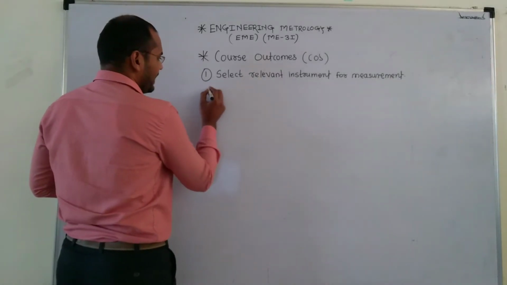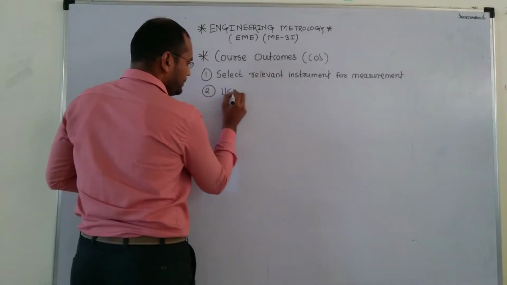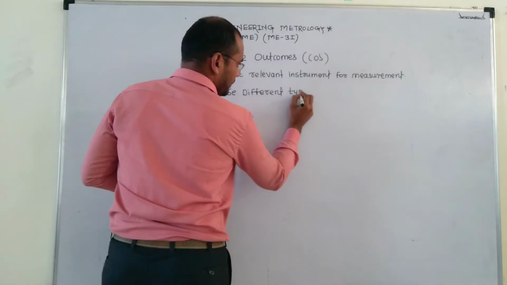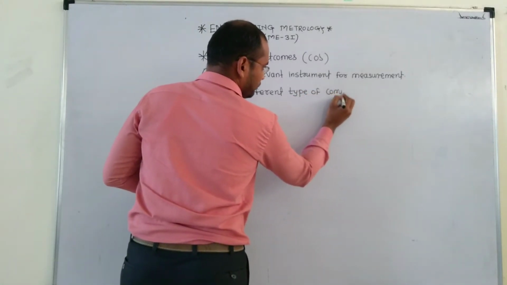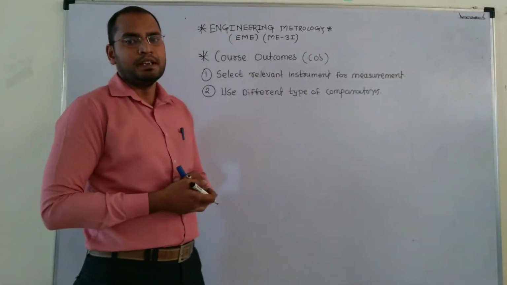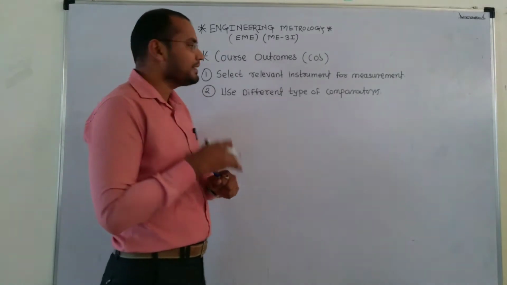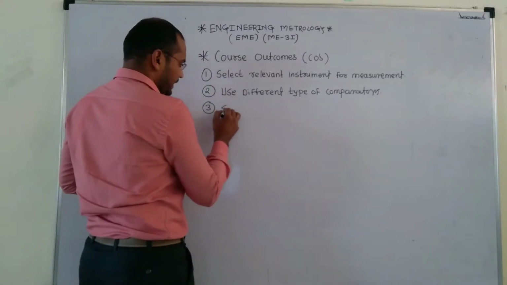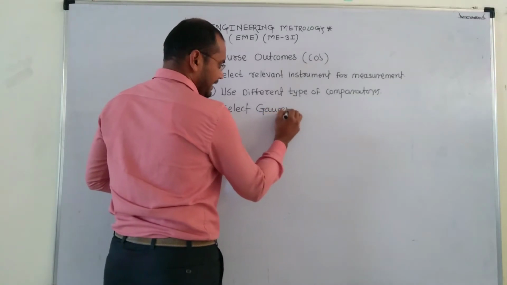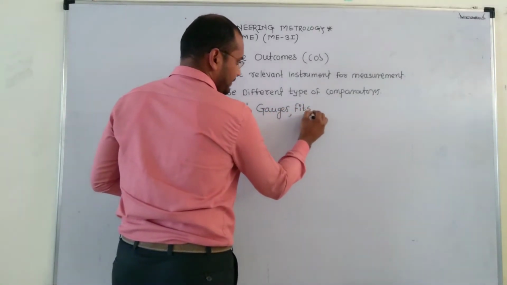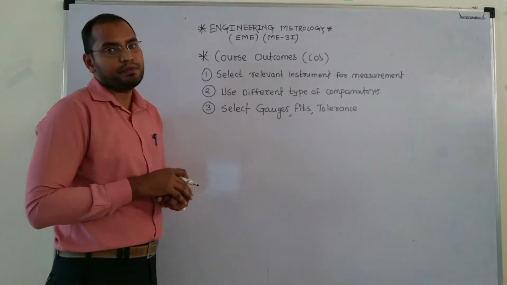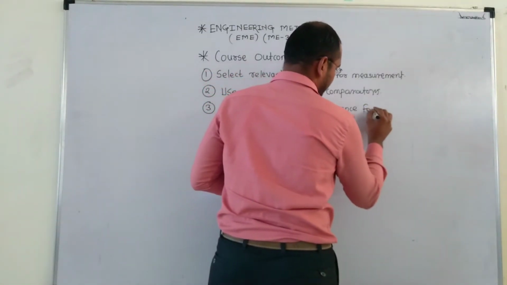Second is use different types of comparators. The next course outcome is select gauges, fits, tolerance. Select gauge, fit, tolerance for machine component.